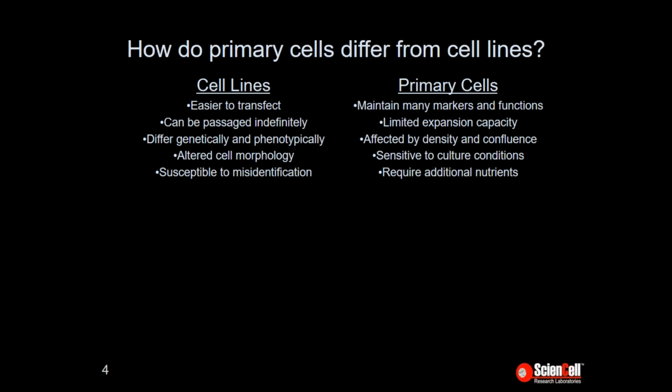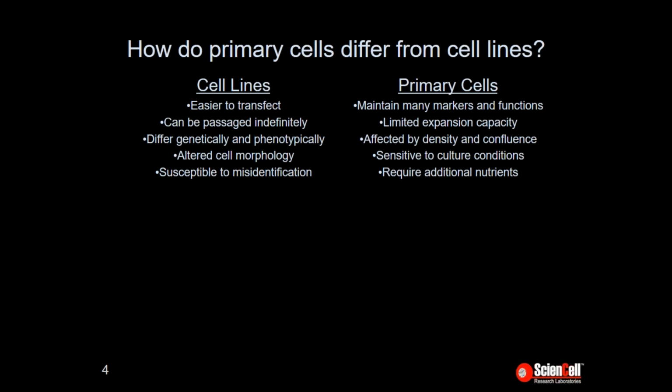Primary cells are often referred to as cell lines, when in fact primary cells and cell lines are very different from each other. Basically, cell lines are either immortalized cells or cells that are derived from tumor cells. Many researchers have chosen to work with cell lines because they are typically very proliferative, easier to transfect, low maintenance, and more convenient. The problem is that these cells often differ genetically and phenotypically from their tissue of origin, and they show altered morphology.